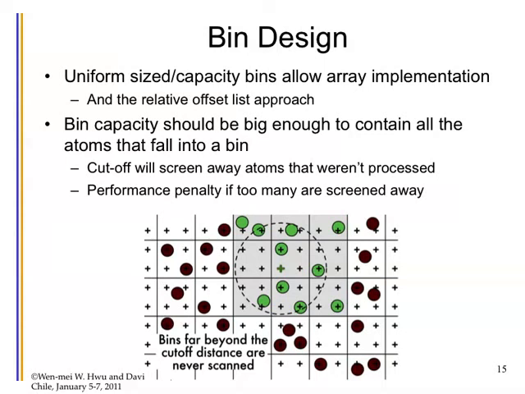And the performance penalty arises if too many are screened away. That is, if you have a bin structure where each thread needs to look at a lot of atoms that are actually outside of the cutoff distance, then you have lower and lower computation efficiency, right? So that is going to be a very major factor, and you may be surprised about the computational efficiency of some of these implementations. So I'm going to show you some numbers. I was a little surprised when I first saw some of these numbers.